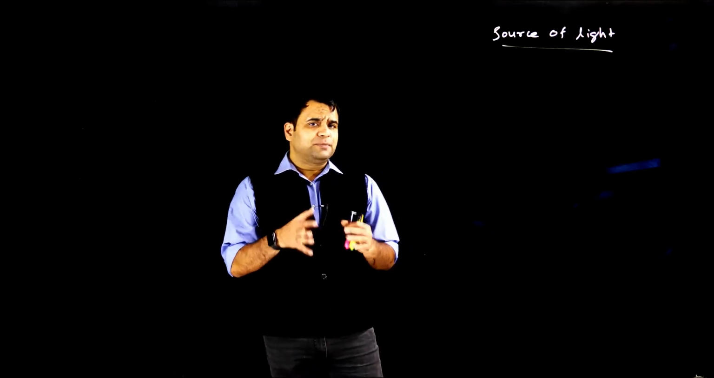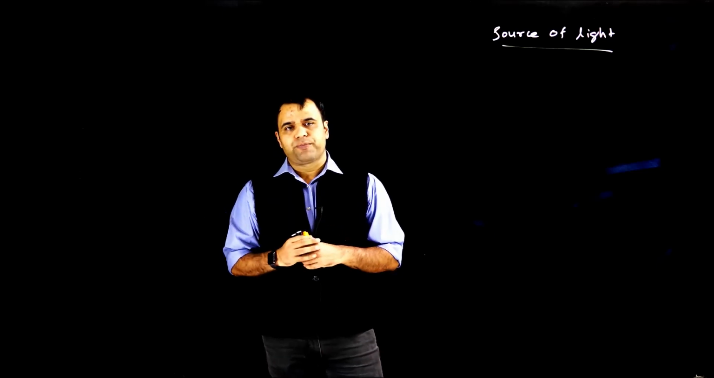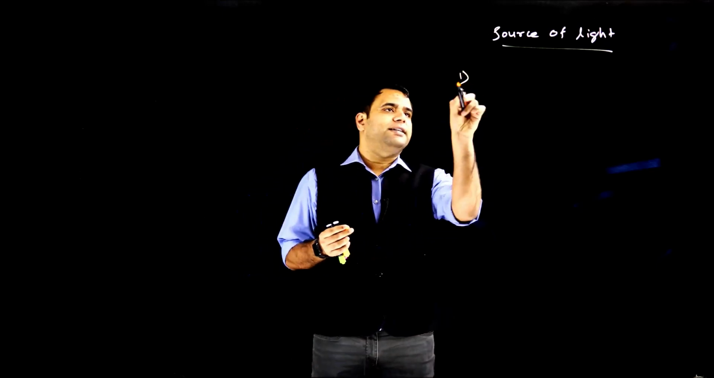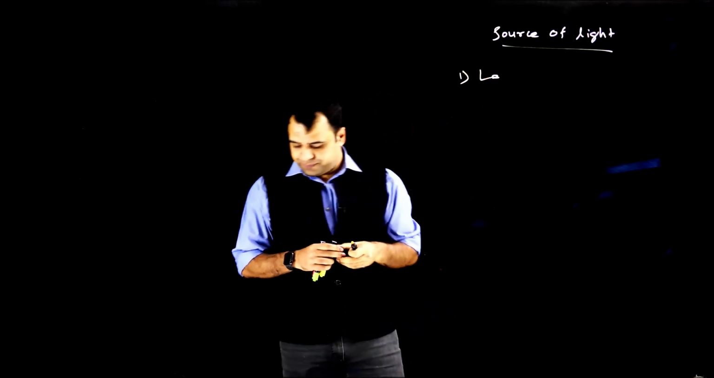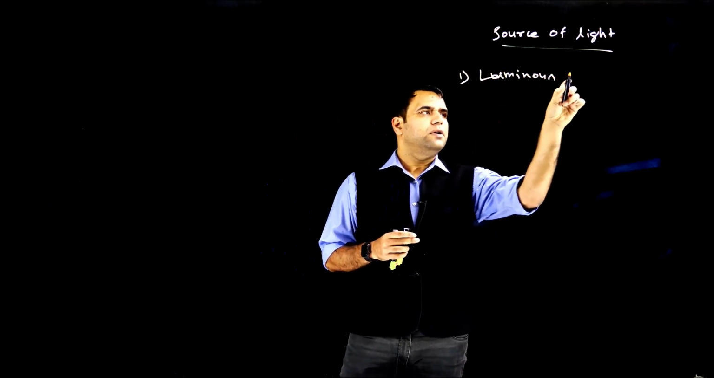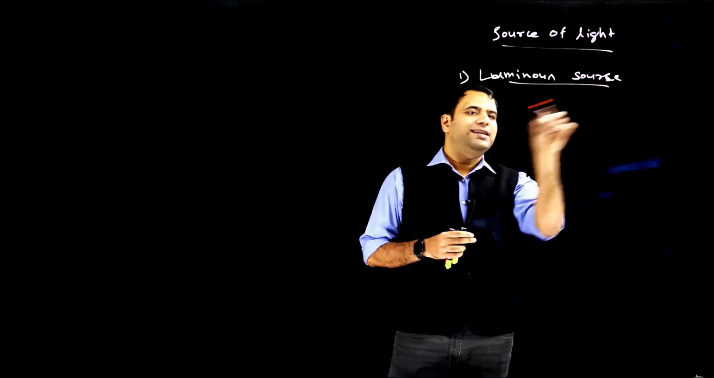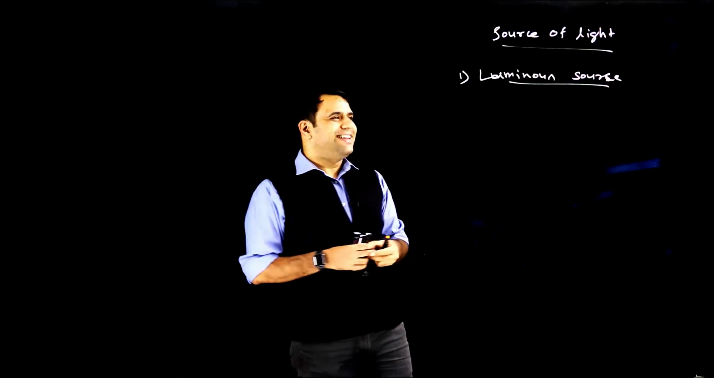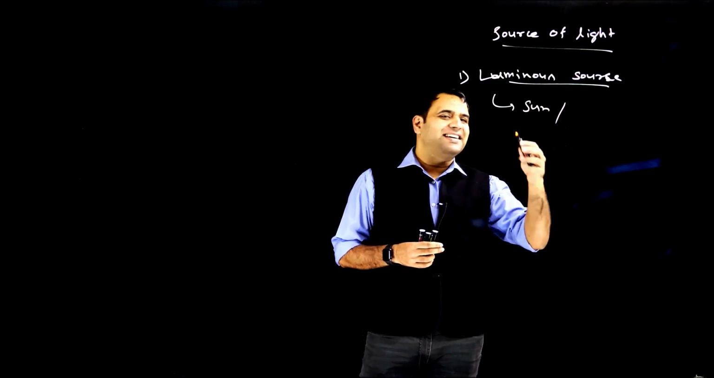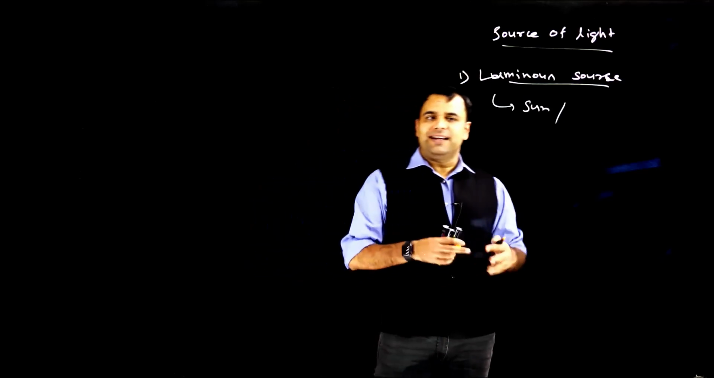Apart from that, based upon the generation of light, we divide the sources into two categories. First type of category is defined as luminous source. These are the sources which have their own source of light. Basically, you can talk about the sun, and you can talk about the lights and all. So these are the sources which have their own mechanisms to generate the light.